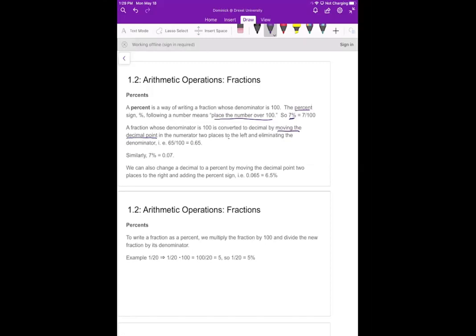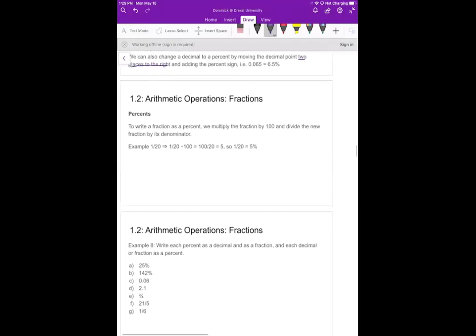2 points to the left. If you want to convert a percent to a decimal, you move it 2 places left. And if you want to convert it back to a percent, you move it 2 places to the right. And of course, adding the percent sign, right?